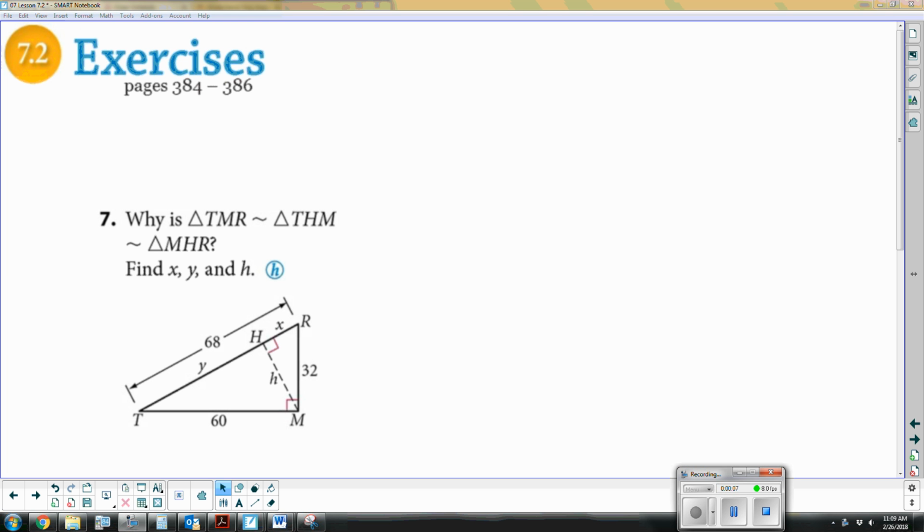So I'm just going to post kind of a walkthrough of how you would solve this problem. So the first question is, why are these three triangles similar?